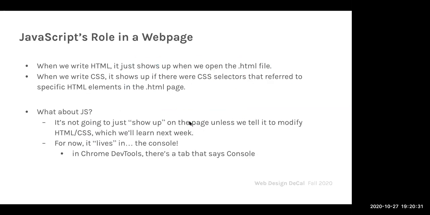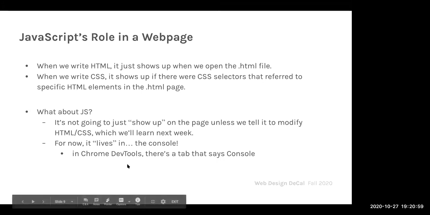So JavaScript's role in a web page. When we write HTML, it shows up on the .html file, and when we write the CSS, it shows up as CSS selectors referring to specific elements on the page. What about JavaScript? Where does it belong and what does it do? So it's not just going to show up on the page unless we tell it to modify something, which we'll actually learn next week. So for now, we're going to be covering some basic topics using the Chrome DevTools, which is just the inspector. And there's a tab there that says console, which we'll show you in a little bit.